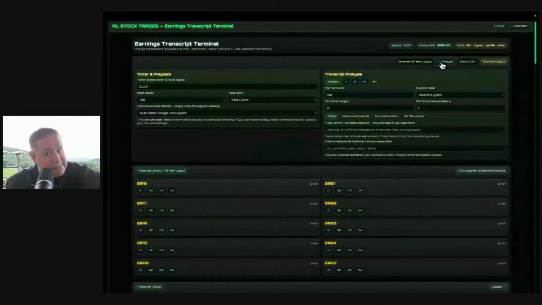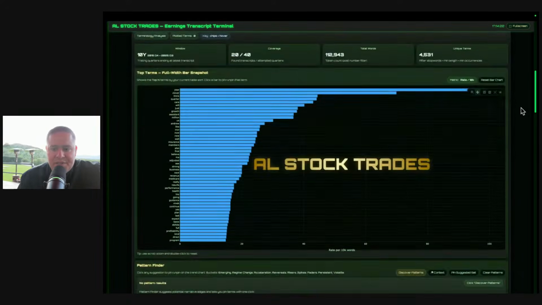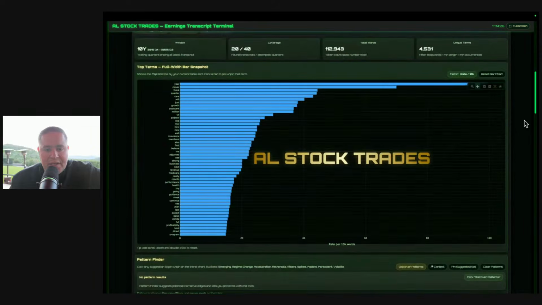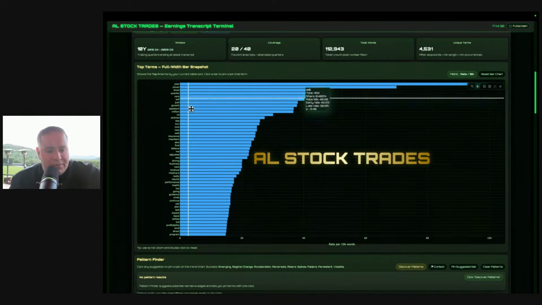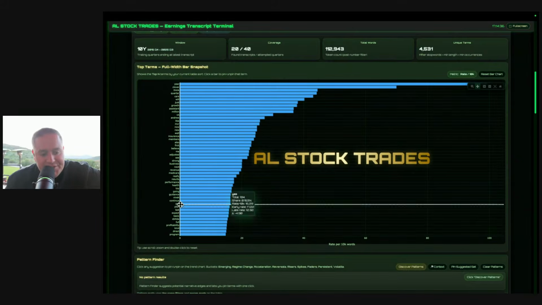It's going to go through all of the transcripts now, analyze them and break them down. You can see how fast this is, right? This is not a game. This is legit, a very fast user interface. And this is a single word, right? What this does is it gives you a top term, a full width bar snapshot of how many times they've used it. But this is really nice, and it just gives you kind of an idea.